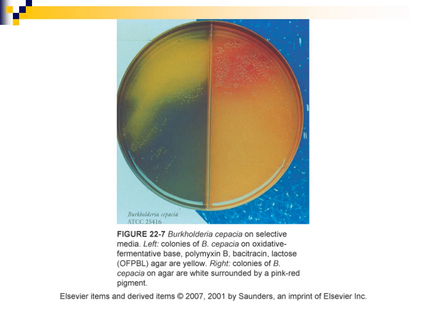So this slide shows you Burkholderia cepacia growing on some selective media. On the left-hand side, this is an agar plate that has a similar type of OF media in it. In Burkholderia cepacia, since it is oxidative, it will turn yellow in that media.